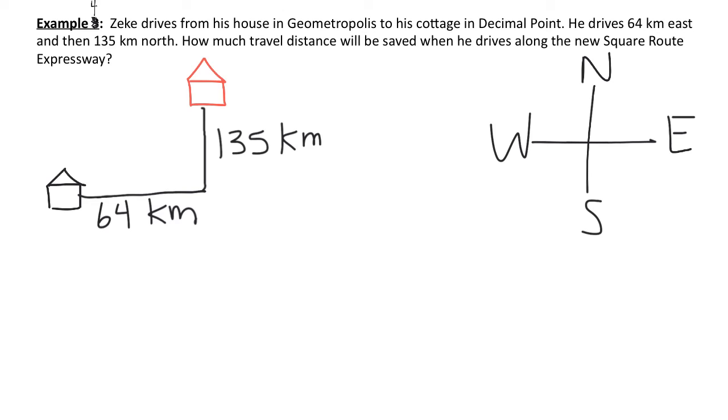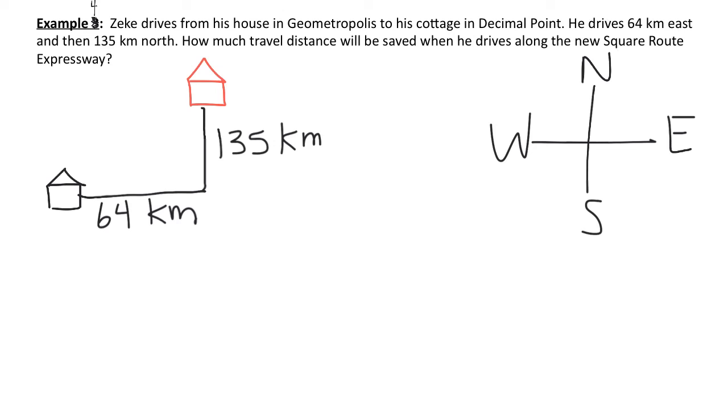So to get from his house to his cottage, Zeke has to travel 64 kilometers east and then another additional 135 kilometers north. So together, if we were to add those distances together, that would be 199 kilometers in total that he would have to travel to get from his house to his cottage.